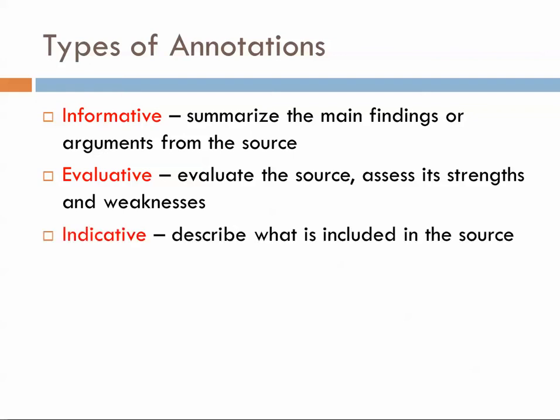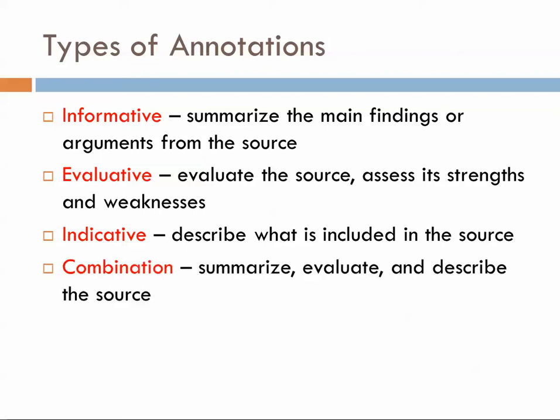Another entry can be what we call indicative, which just describes what's included in the source. Those are relatively short, and I try to dissuade students from including more than one of those in their final project. And then, of course, you can combine these things. Some of your entry might be informative, and some of it then might be evaluative. And that seems to be the most common end product in producing an annotated bibliography.